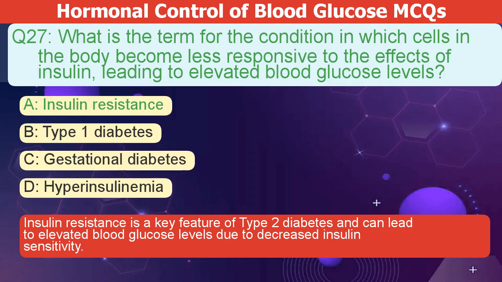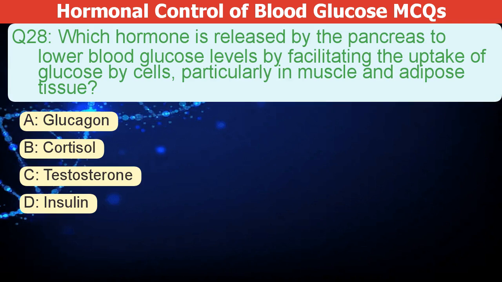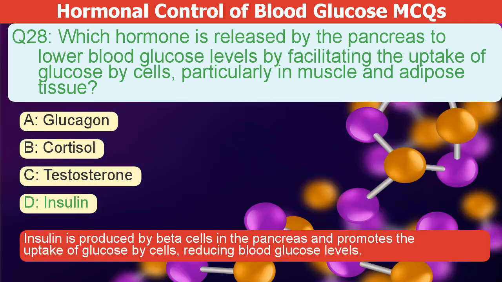Which hormone from the pancreas lowers blood glucose by helping cells, especially muscle and fat cells, absorb glucose? A. Glucagon. B. Cortisol. C. Testosterone. D. Insulin. The correct answer is D. Insulin is produced by beta cells in the pancreas. It promotes the uptake of glucose by cells, reducing blood glucose levels.